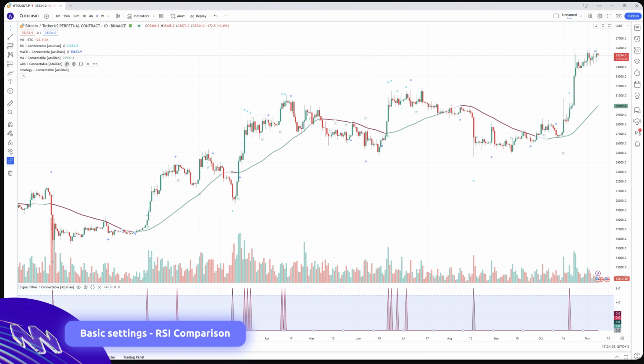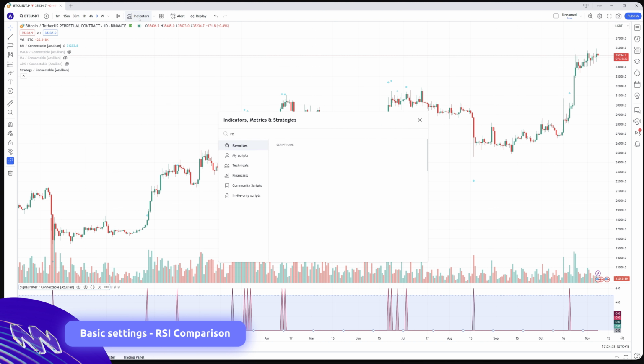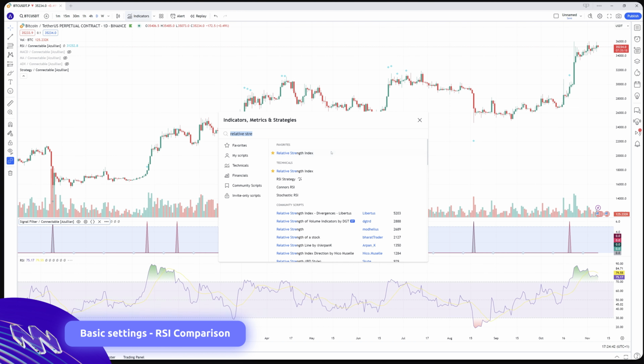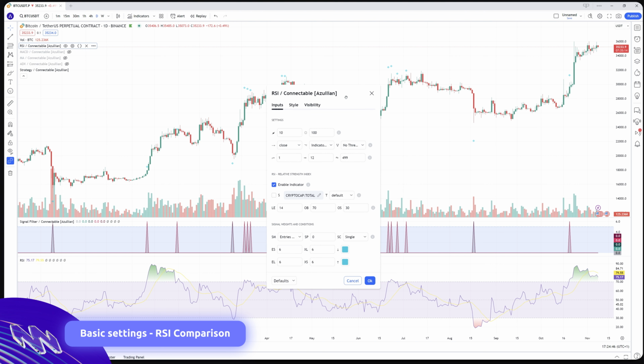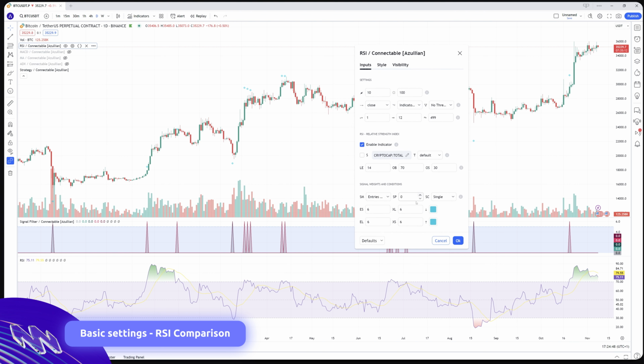To make it more comprehensive, let's hide all other indicators and add a standard RSI for comparison. Let's open our connectable RSI settings and start editing our signal weights. Let's set both exit long and exit short weights to 0, and let's also reduce the RSI enter short weight to 3.